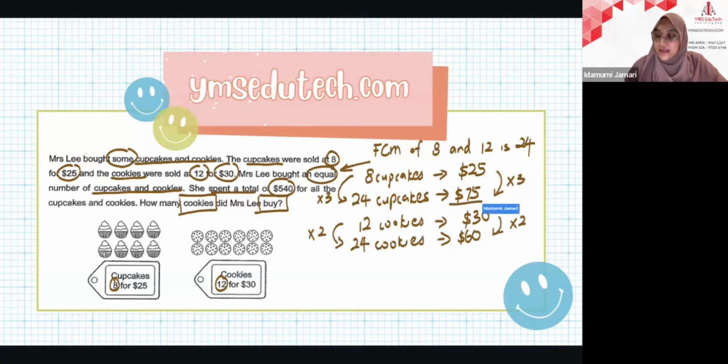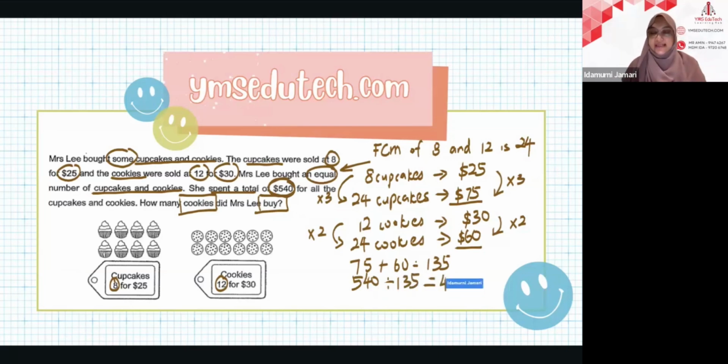Let us calculate the total amount of 24 cupcakes and 24 cookies. That gives us 75 plus 60, that is $135. Hence, we need to know how many sets of these 24 cookies and cupcakes there are in $540. 540 divided by 135, we get 4 sets of 24 cupcakes and 24 cookies.